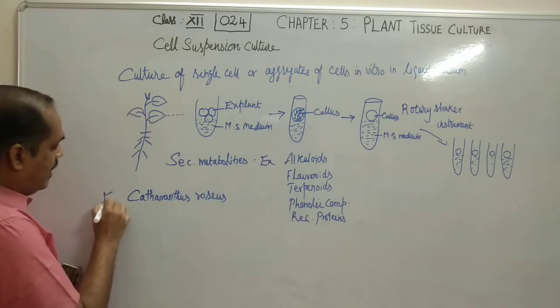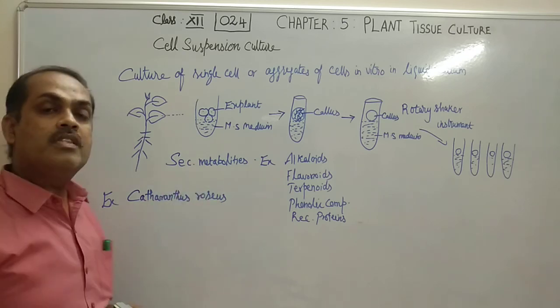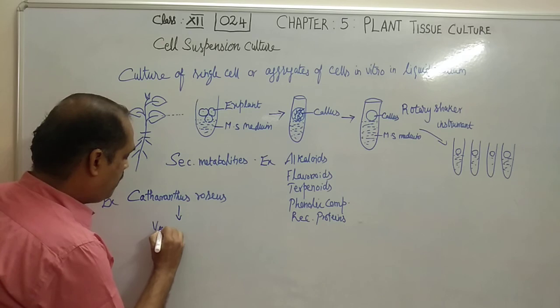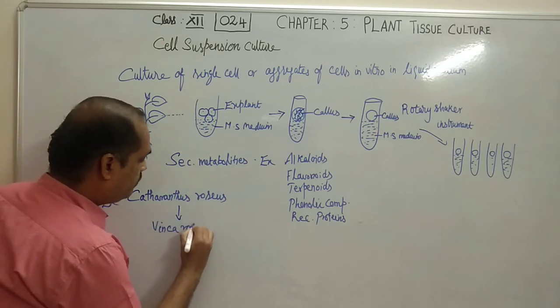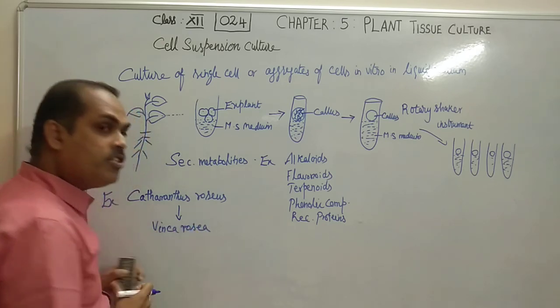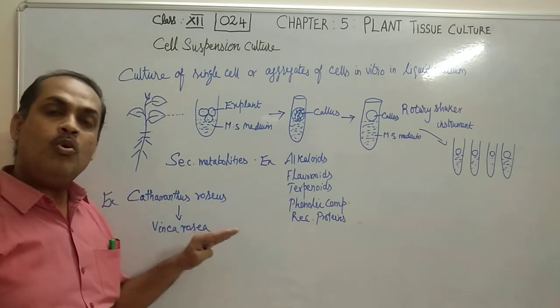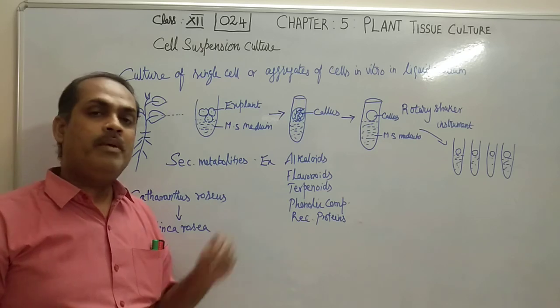So we are taking one example. Catharanthus roseus is the name of the plant. The common name is Vinca rosea. It is a medicinal plant, but it is grown in gardens for its ornamental value.